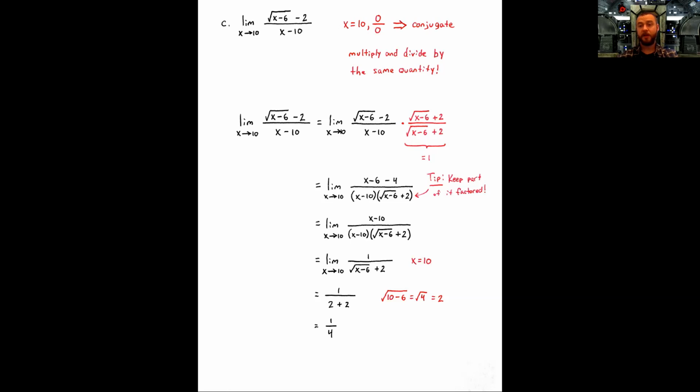And if we do, the square root of 10 minus 6, square root of 4 becomes 2. So within our denominator, we get 2 plus 2. Our denominator becomes 4, giving us the limit, the end result or answer of 1 over 4.